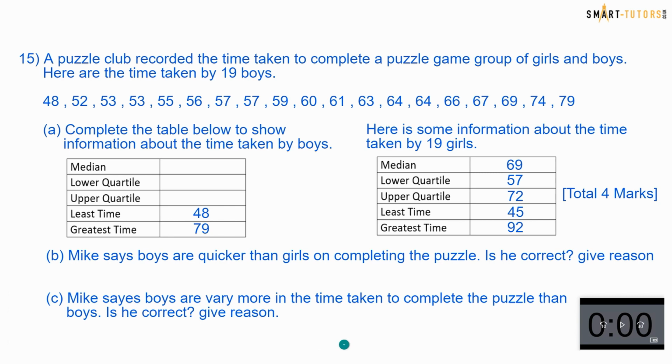For part A, you must read the question carefully and work out how to find the median, lower quartile and upper quartile. Second part, Mike says boys are quicker than girls on completing the puzzle. Is he correct? Give a reason. Mike says boys vary more in the time taken to complete the puzzle than boys. This is wrong, the question needs to be altered to girls. Is he correct? Give a reason. So I let the timer run for 1 minute and we will check the answer later.